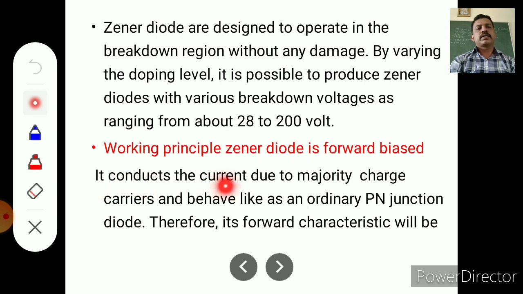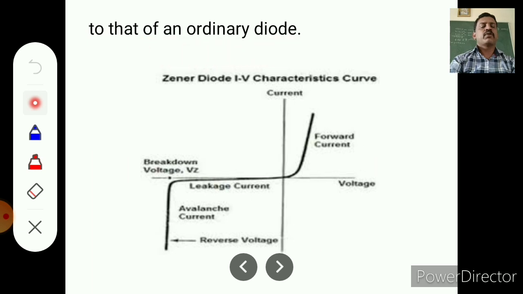It conducts the current due to the majority charge carriers and behaves like an ordinary PN junction diode. Therefore its forward characteristic will be the same as that of an ordinary diode. So this is the characteristic of the ordinary diode. Here the forward characteristic of the ordinary diode and the Zener diode are both the same. Initially the current is 0 due to the depletion region, and if we apply a voltage more than the depletion region, the current starts to increase. So the forward characteristic is the same as that of the simple PN junction diode.